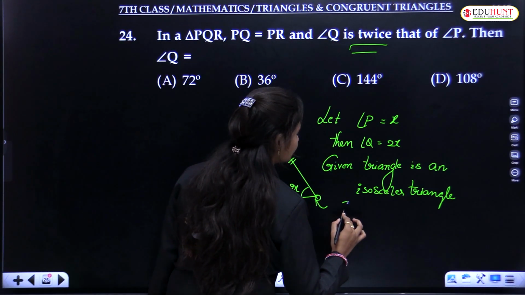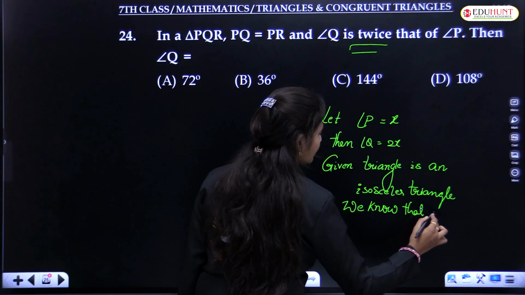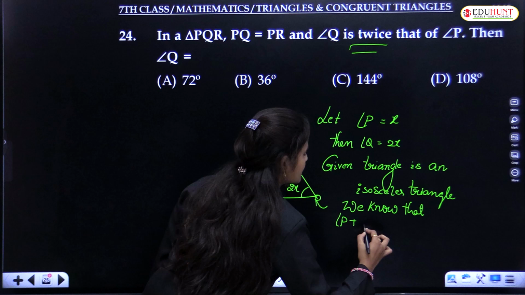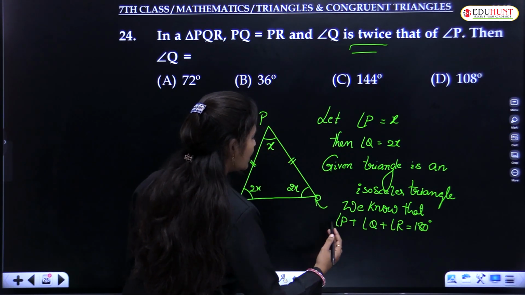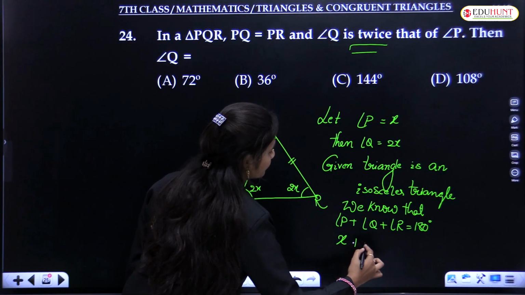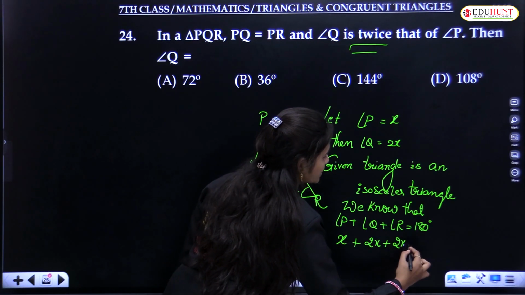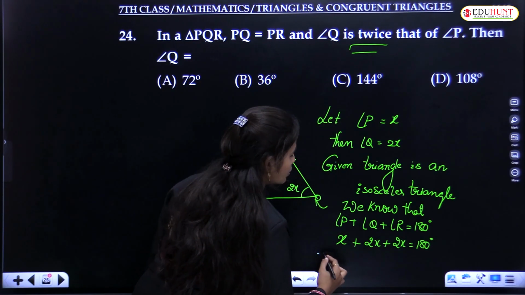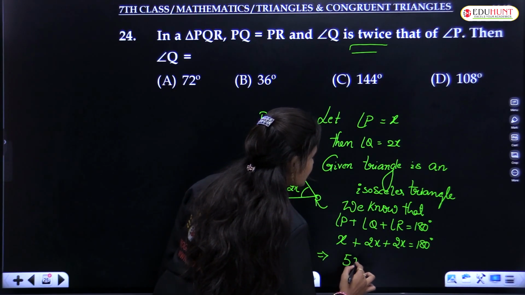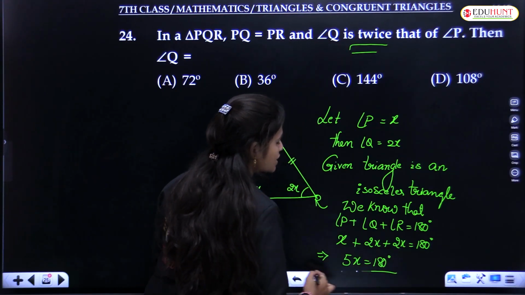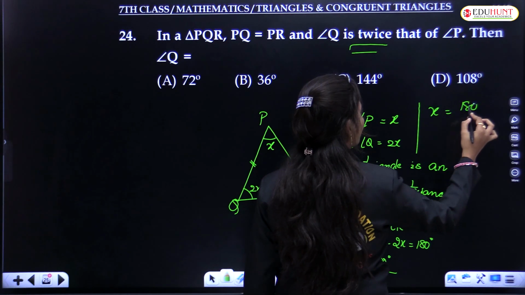Now we know that what we know here, angle P plus angle Q plus angle R is equals to 180 degrees according to that angle sum property. So here angle P is equals to X plus angle Q is equals to 2X plus angle R is equals to 2X, which is equals to 180 degrees. So here X plus 2X plus 2X which is equals to 5X. So 5x is equals to 180 degrees. So from this one first need to find that x value. So here x is equals to 180 by 5.